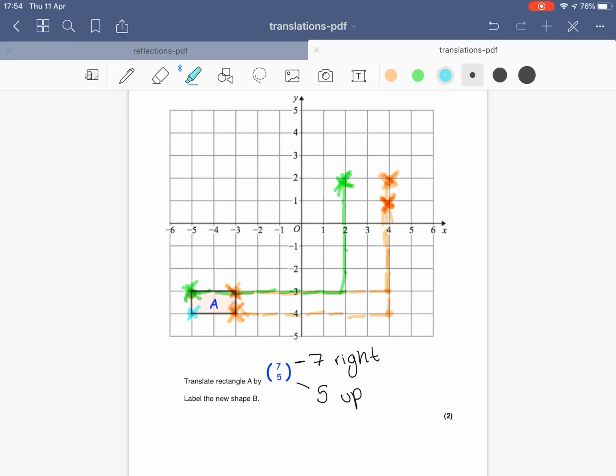And last one, we can go 1, 2, 3, 4, 5, 6, 7. 1, 2, 3, 4, 5. So that point is there. And we can join them up. And we have a very horrible looking rectangle. Make sure yours looks better than that.